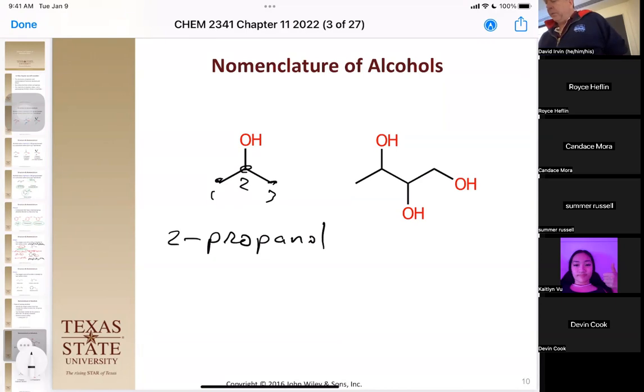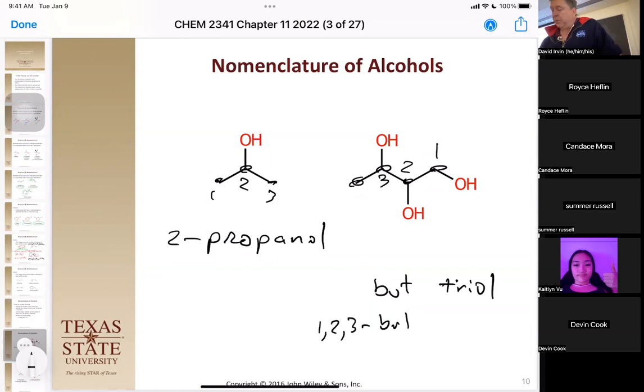Okay, so let's look at this one. 1, 2, 3, 4. So we have butane. Okay, but we have 3 alcohols. What happens when we have 3 of something? We call it a triol, right? Triol. And now we have to identify its locations. So this is going to be 1, 2, and 3, because if we name it the other way, there'd be 2, 3, and 4. So we're going to call this 1,2,3-butanetriol.